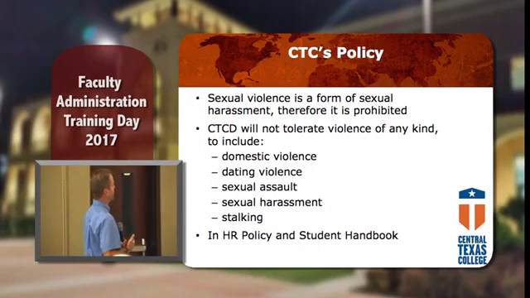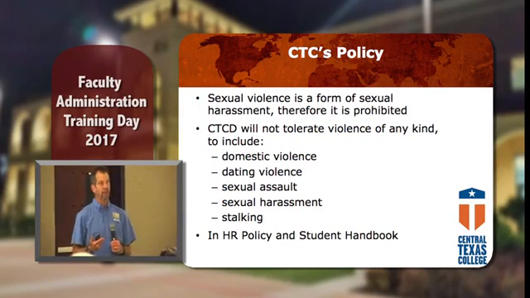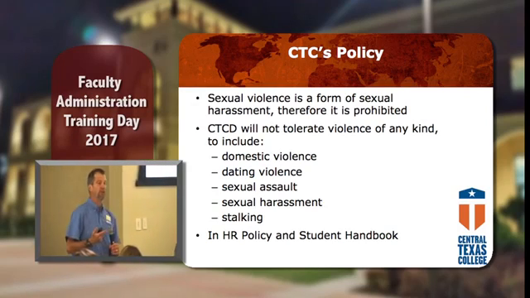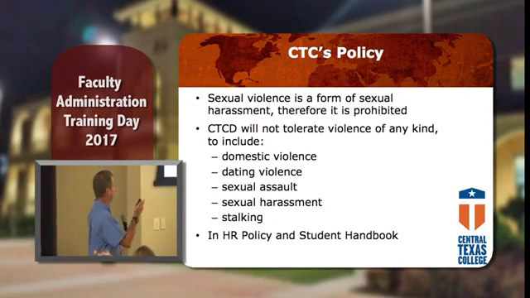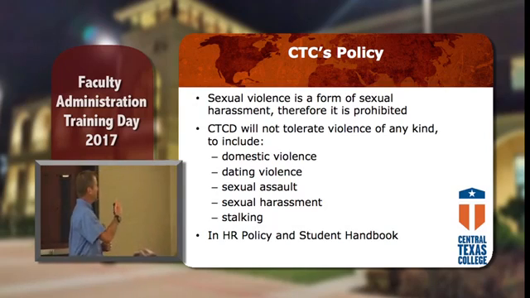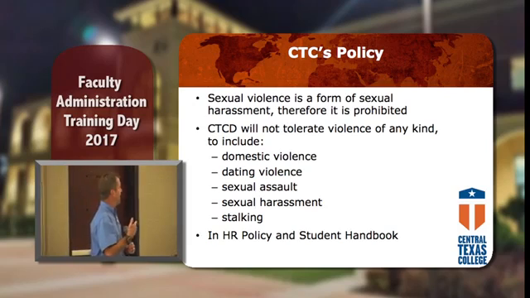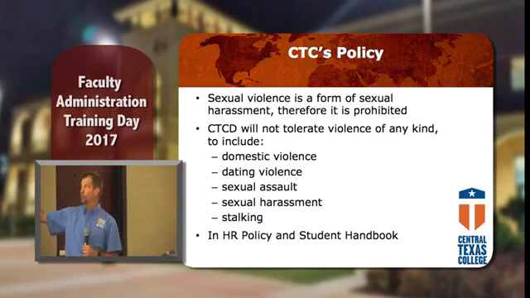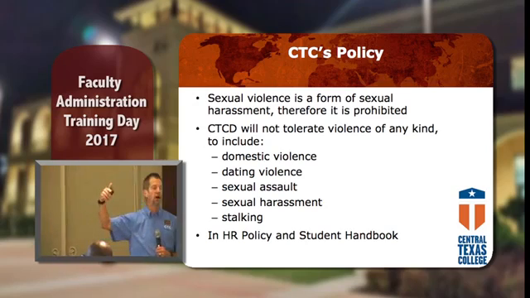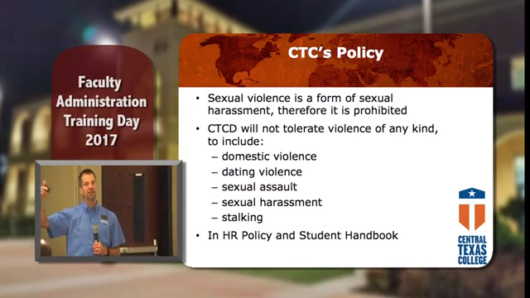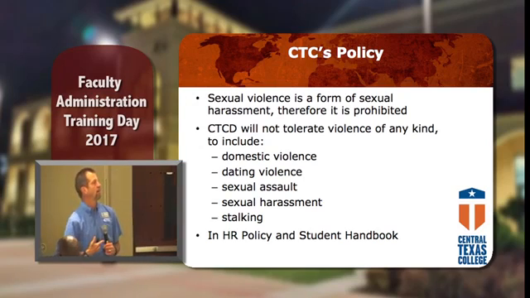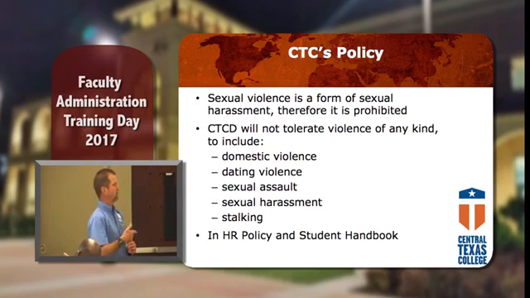Sexual violence is a form of sexual harassment, therefore it is prohibited. For those of you who don't know, sexual harassment is a form of sex discrimination, so it is illegal, so that, you know, just all rolls into one. You will not tolerate violence of any kind, and this includes domestic violence, dating violence, sexual assault, sexual harassment, and stalking. And these are all listed individually in those policies. So there's no guesswork involved as to, well, is this illegal or is this prohibited?